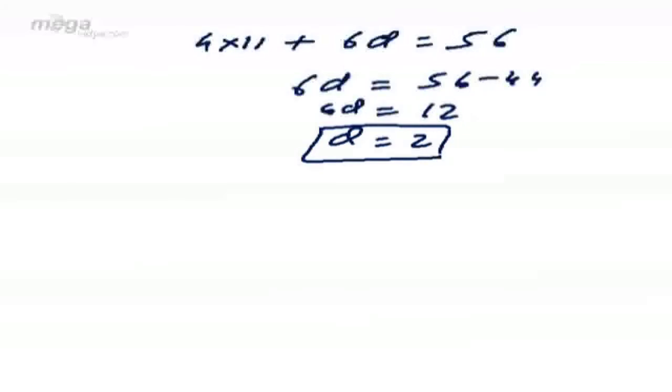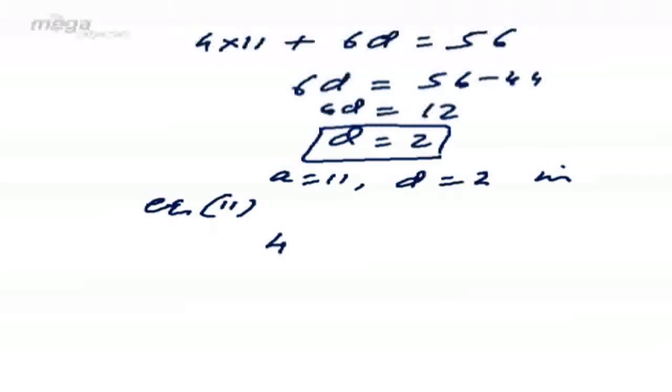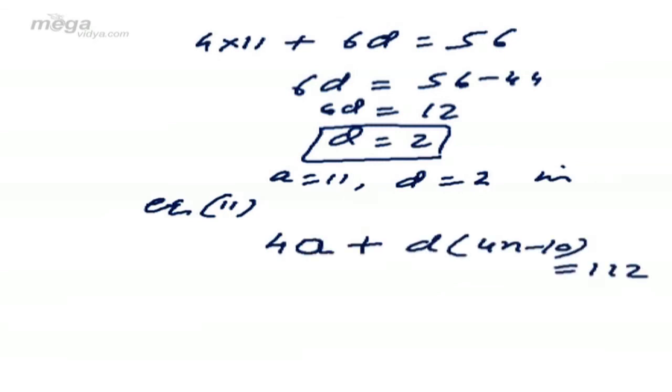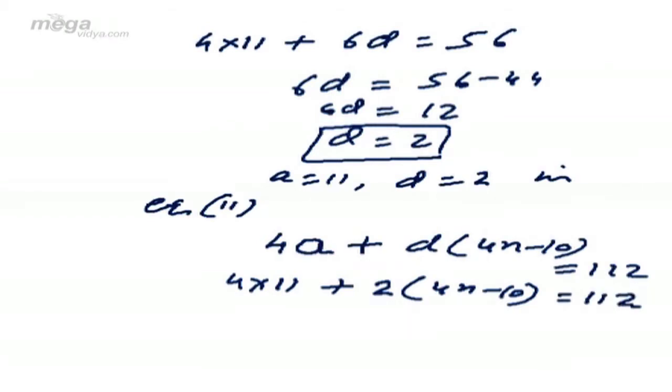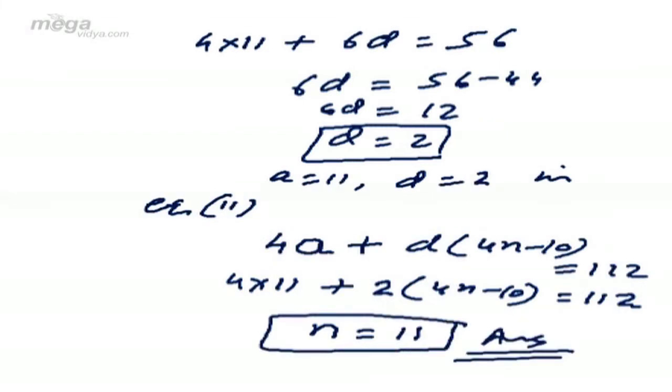But we have to find the number of terms of this series. In that case, we have to put A is equal to 11 and D is equal to 2 in equation 2. Equation 2 is given 4A plus D into 4n minus 10 is equal to 112. It means 4 into 11 plus 2 into 4n minus 10 is equal to 112. Then to solve this, you can get the value of n, that is 11. This is the answer.